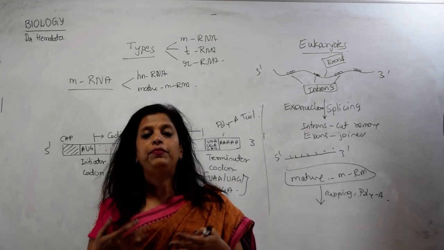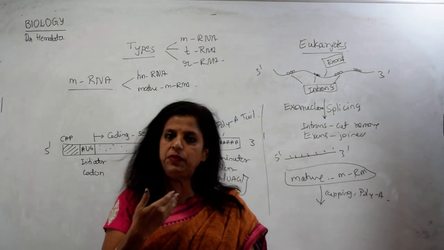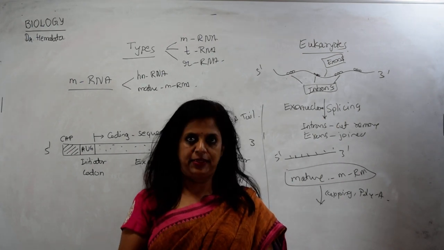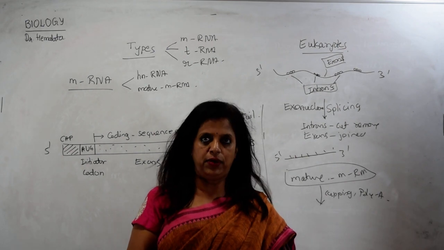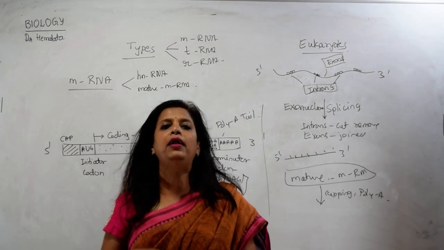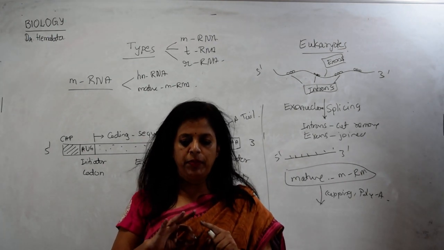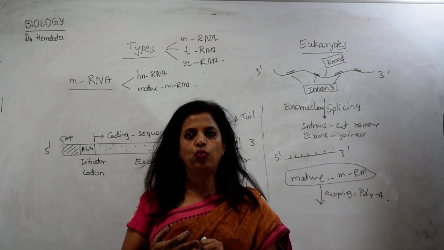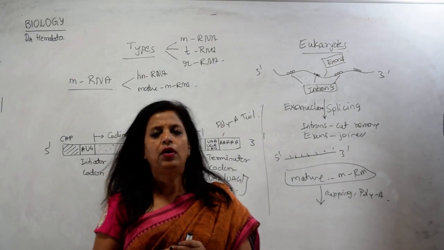Sometimes DNA is produced based on the nitrogen bases present in DNA only. They are called DNA dependent DNA polymerases, because they are forming another DNA on the basis of DNA. Again, I told you DNA polymerases are 3: 1, 2, 3. Polymerases 2 and 3 help in the replication process. DNA polymerase 1 is a proofreading enzyme.